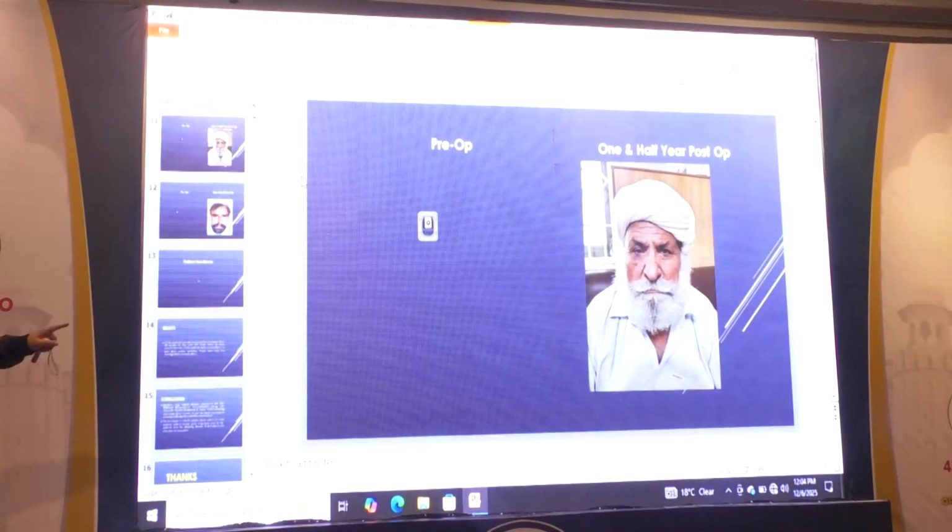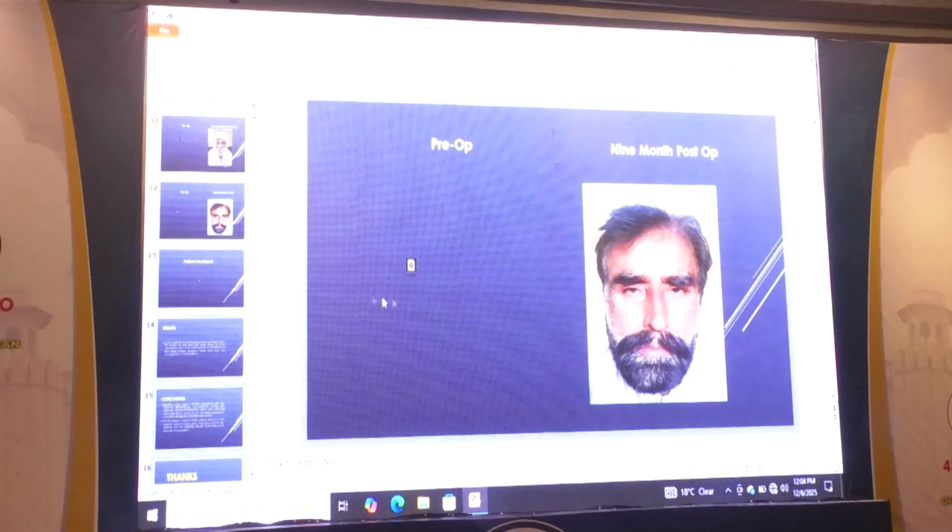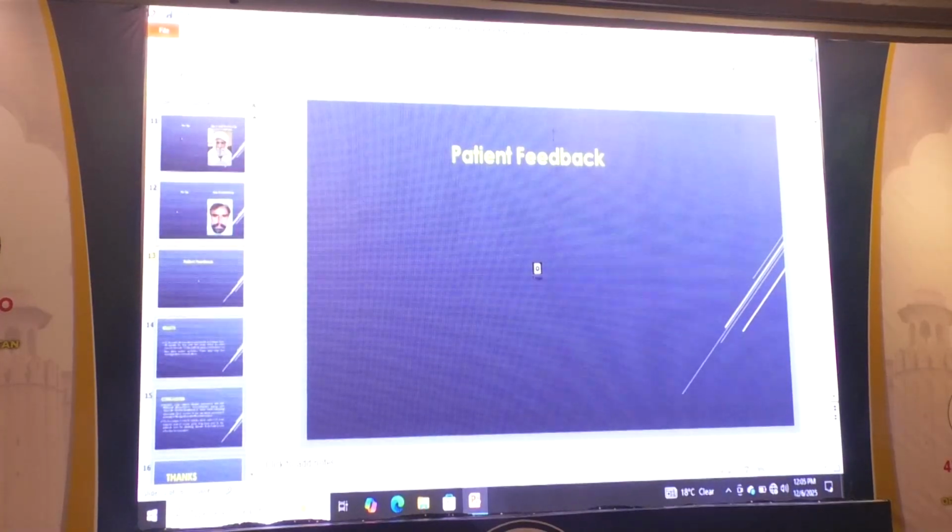And this is the post-operative one. Patient is comfortable. I think it's more than a year since he was operated. Now next one.